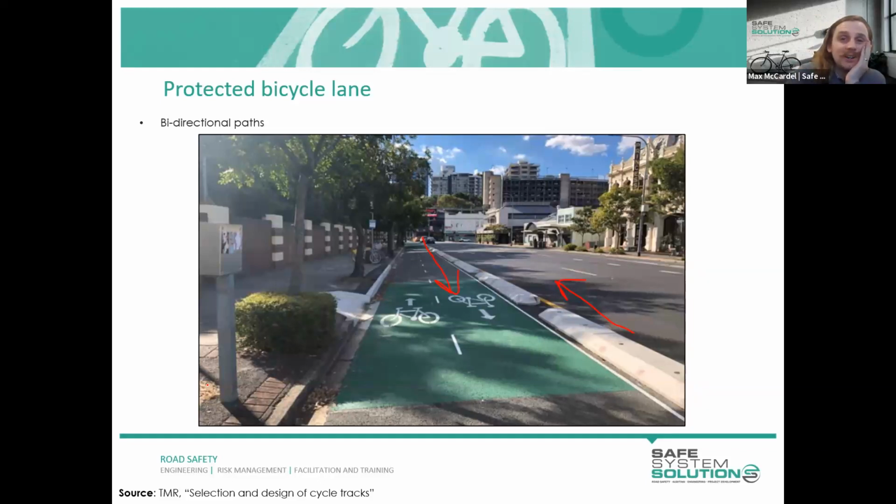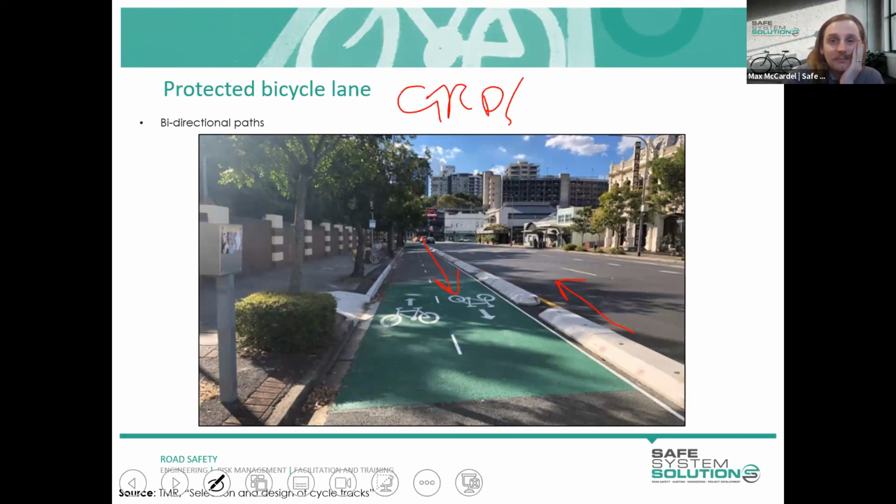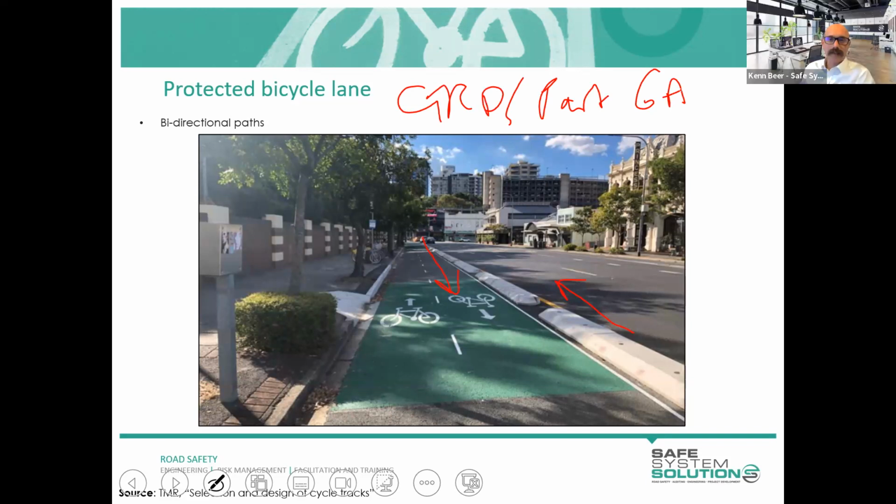Yeah, there is. So within the Austroads Guide, AGRD Part 6A, you'll find all your bicycle lane widths that would be appropriate to be installing there, both for one direction and bi-directional facilities there. Fantastic.